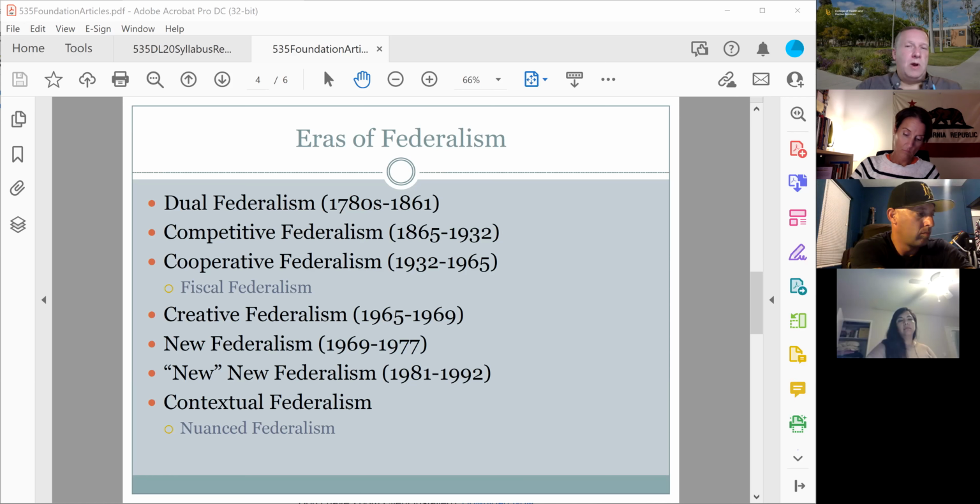Then in 1981, President Reagan comes into the White House after one term of Jimmy Carter. And when Reagan comes into the White House, he was a big adherent to New Federalism. He believed in New Federalism. He believed in this decentralization, devolution, and deregulation. So he ushered in a new period of New Federalism. Hence the reason why a lot of scholars call it New Federalism.